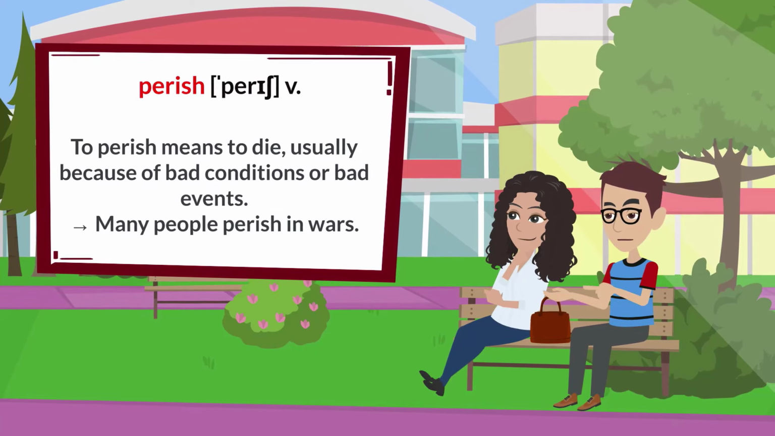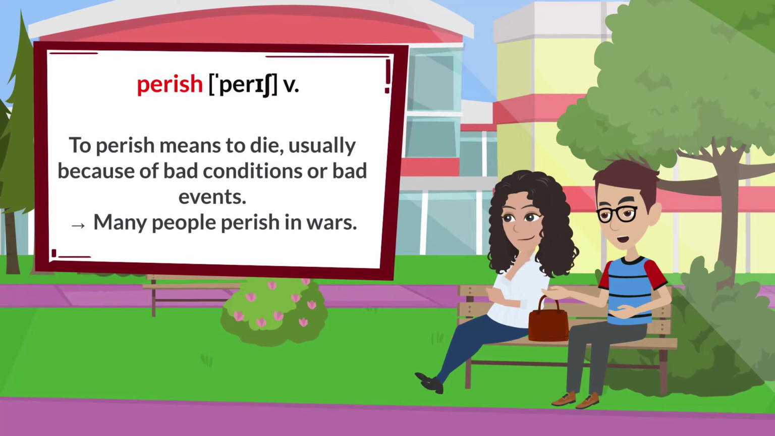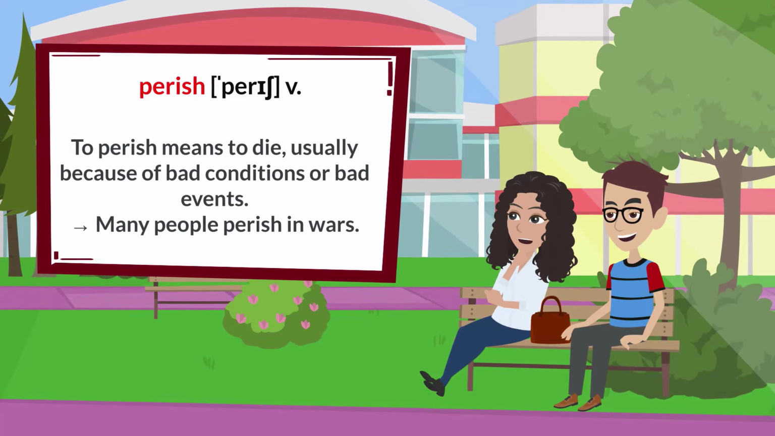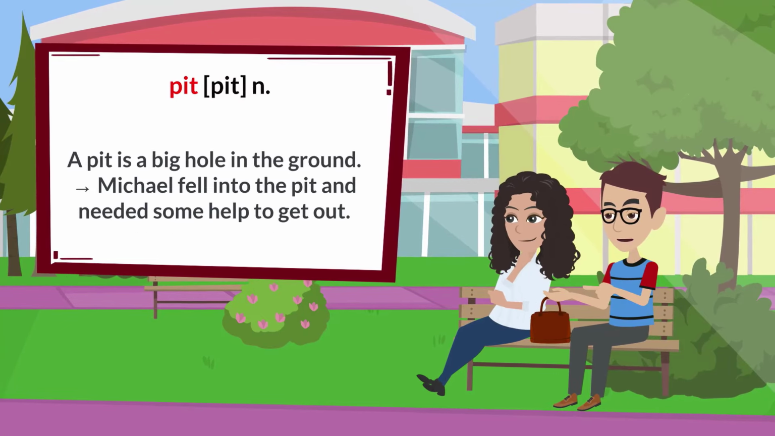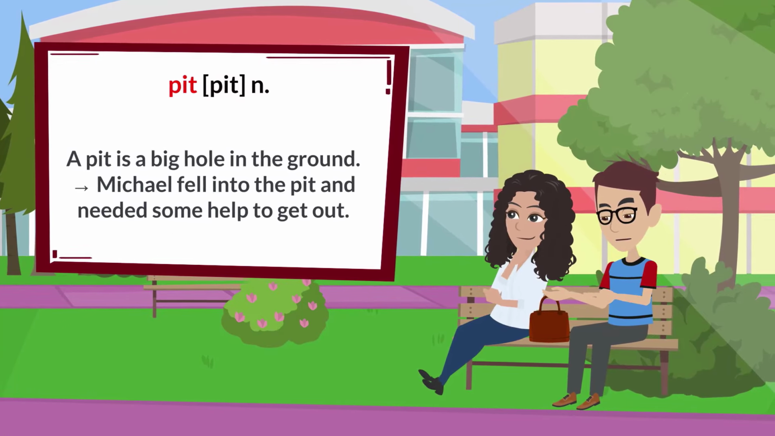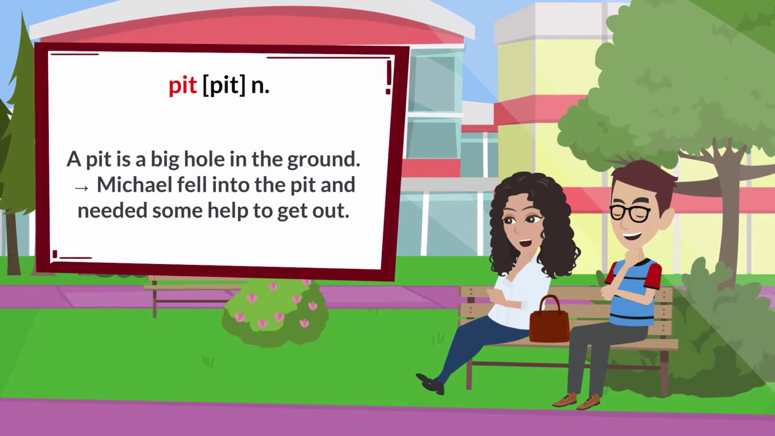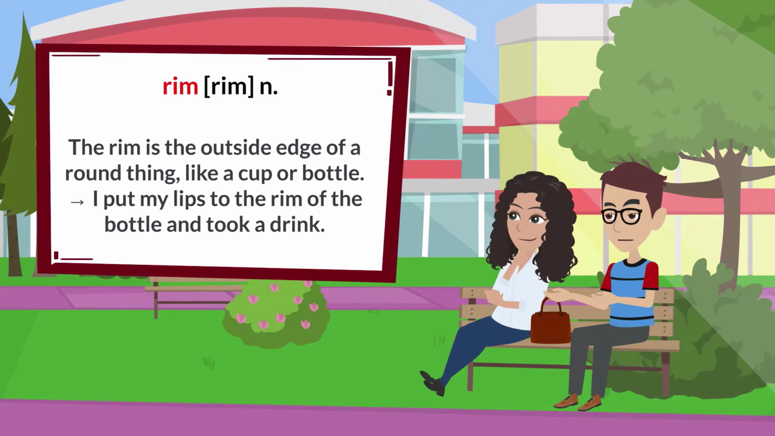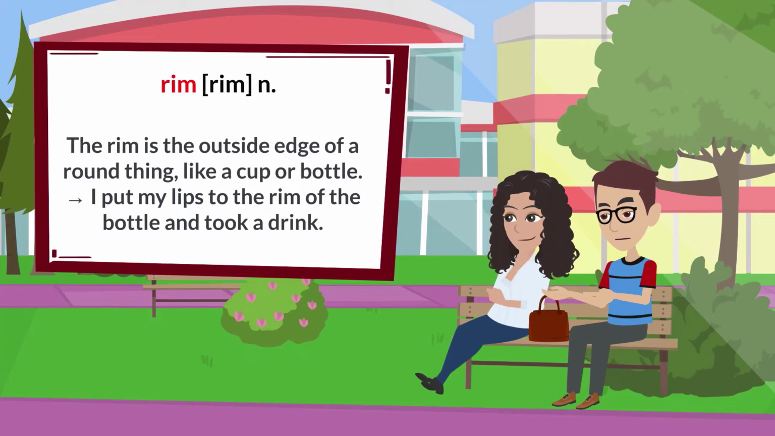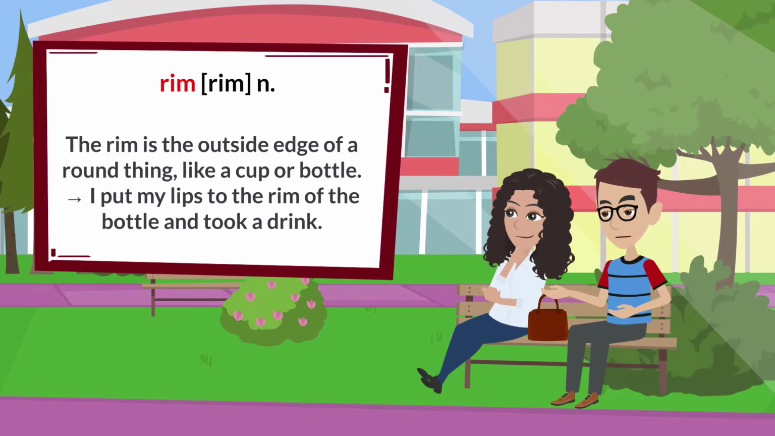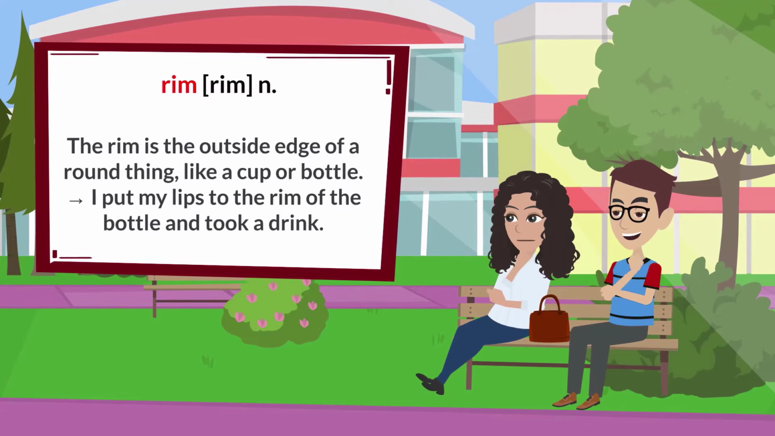Perish. To perish means to die, usually because of bad conditions or bad events. Many people perish in wars. Pit. A pit is a big hole in the ground. Michael fell into the pit and needed some help to get out. Rim. The rim is the outside edge of a round thing, like a cup or bottle. I put my lips to the rim of the bottle and took a drink.